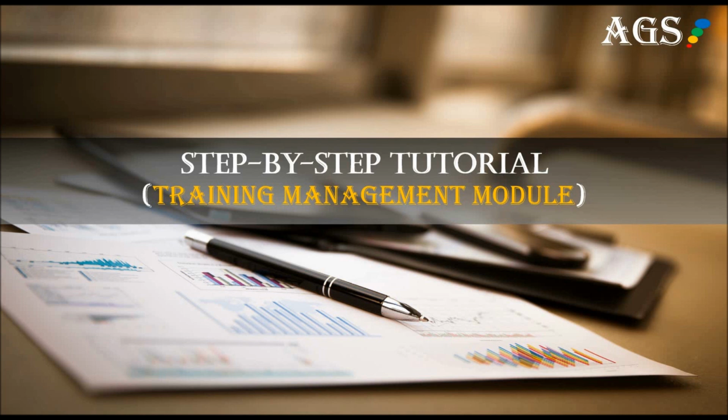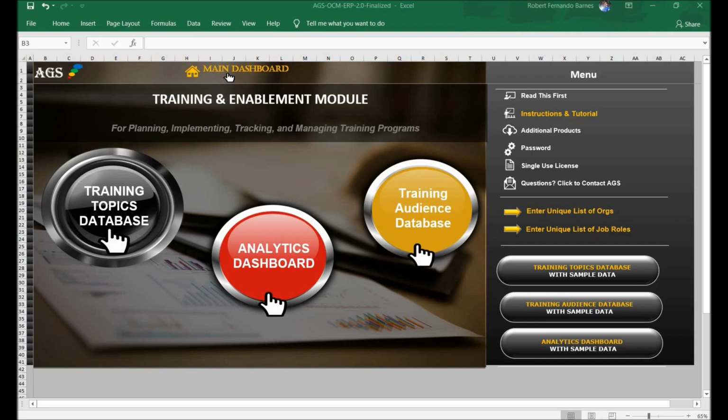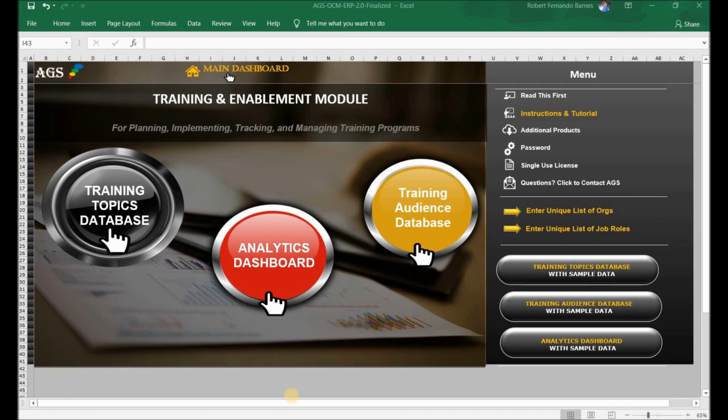Most AGS products are Excel-based, which was a strategic decision because most people are familiar with Excel. When you open the Training and Enablement Management module for the first time, you will land on the home page. After that, whenever you open the module, you will land on the page that was last opened before the module was closed. For today's tutorial, we will start with an overview of the module's home page.